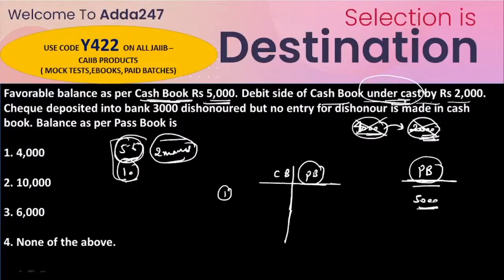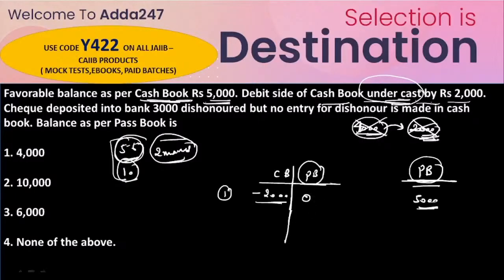So if the question says it is undercast by 2,000 rupees, that means you undercast by 2,000, so just write minus 2,000 here. But in the passbook statement, because the undercast by 2,000 rupees is a mistake done from your side and not from the bank side, it is 0 in the bank statement.